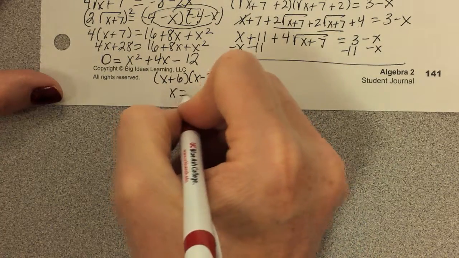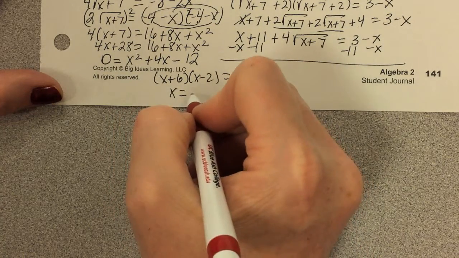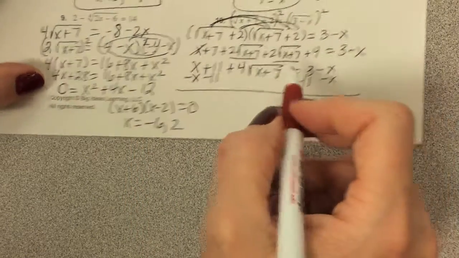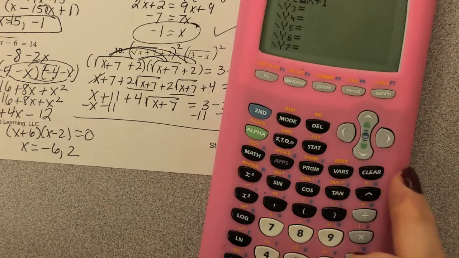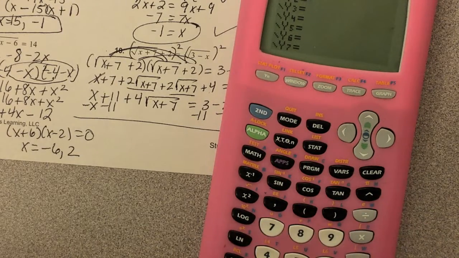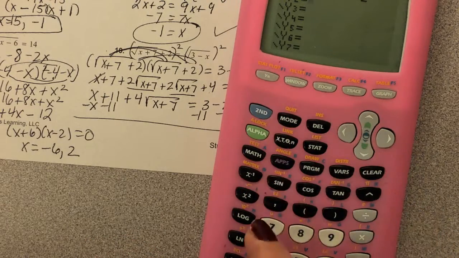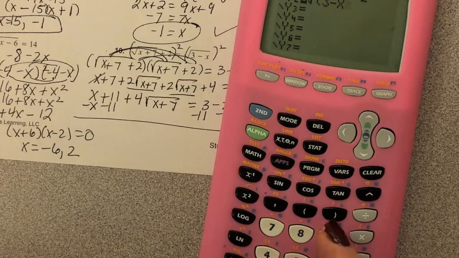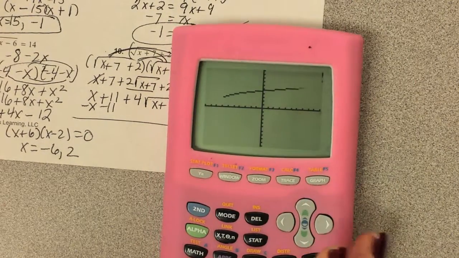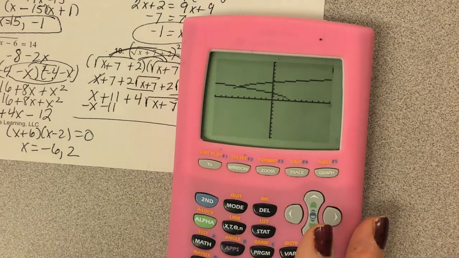And what are the final solutions then? Negative 6 and 2. We might want to check them by plugging them in. Mine is so written on, I can't even really tell. So instead, I'm just going to do it on the calculator. Radical x plus 7 plus 2 is my first equation. Radical 3 minus x is the second equation. I want to see if they do intersect at negative 6 and 2.